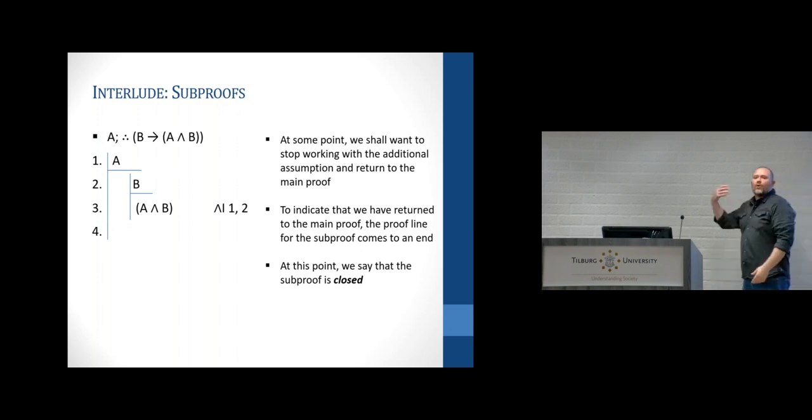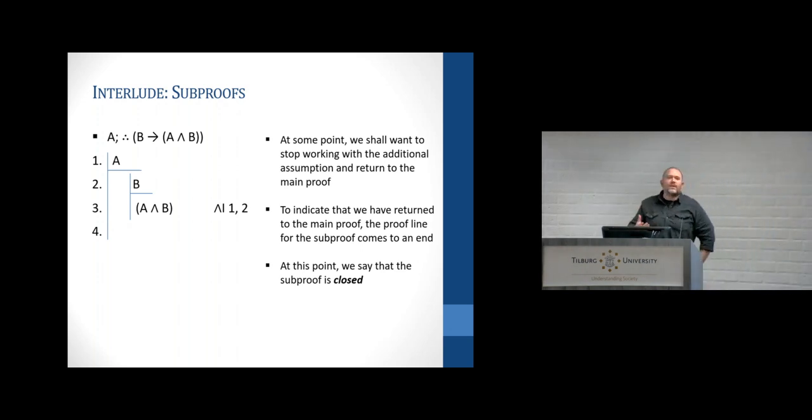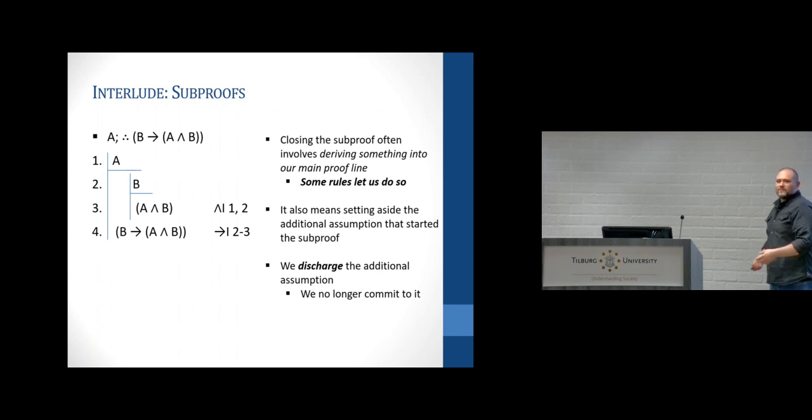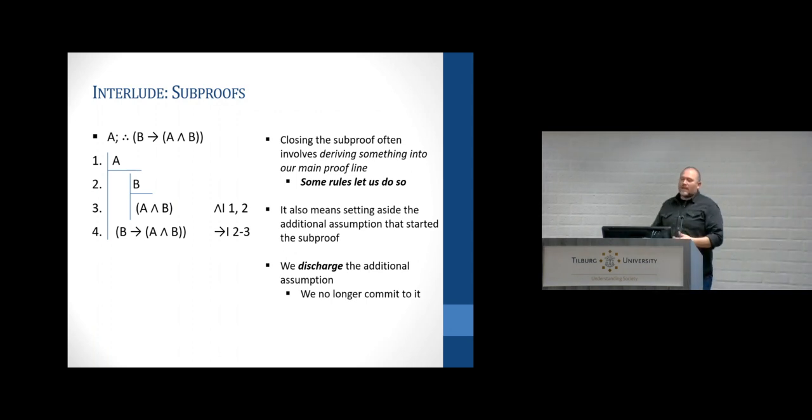Because every individual line in here was contingent on that additional assumption. But we can still cite the whole subproof, because the whole subproof shows us that if B is true, then A conjunction B would be true. So we can perform this conditional introduction. Introduce a sentence featuring the conditional. In so doing, we discharge the additional assumption. We're no longer committed to it. And we get something from the subproof.